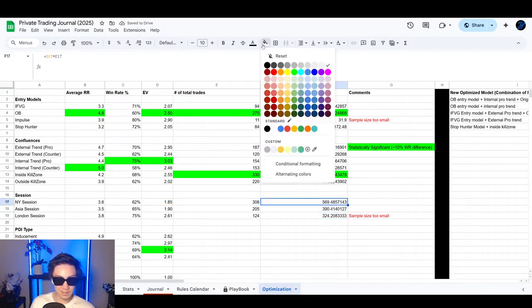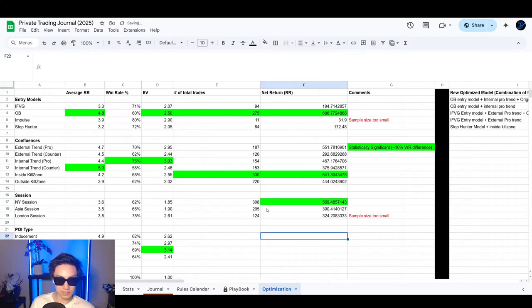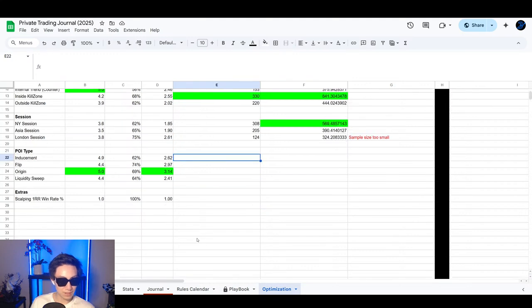Obviously New York session I made the most. Makes sense. I trade the most New York session. And it may not have the best EV, but it's close. The sample size to London is just a little bit small. But obviously my strategy works in all sessions regardless. Now we can do POIs.